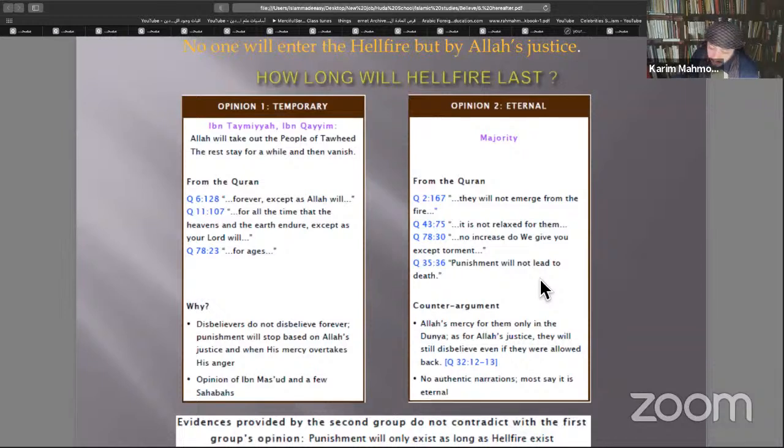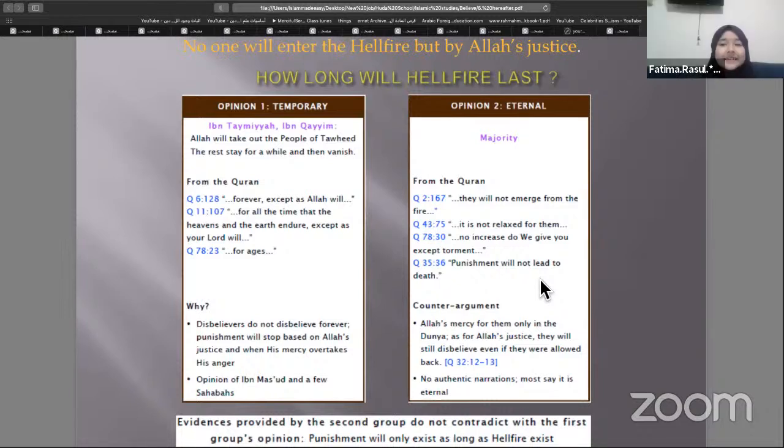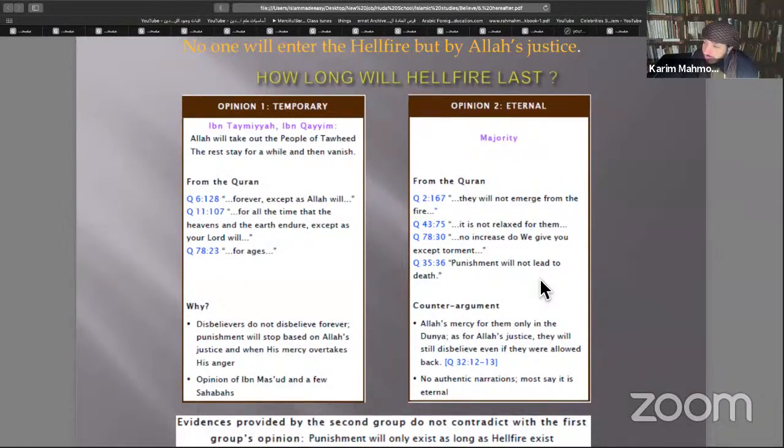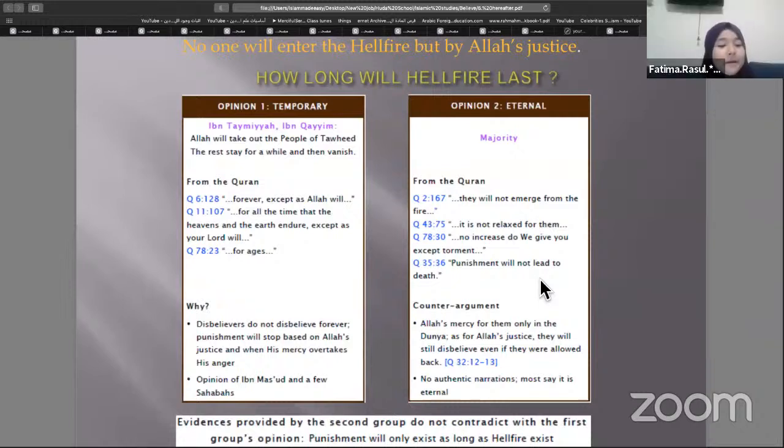Is it from the mercy of Allah to have Hellfire? Yes. Why? Hellfire is punishment. Why would it be from the mercy of Allah to have punishment? Because some people disobey Allah and the disbelievers have to get their punishment because it wouldn't be fair otherwise.